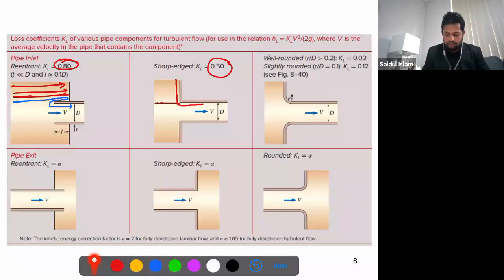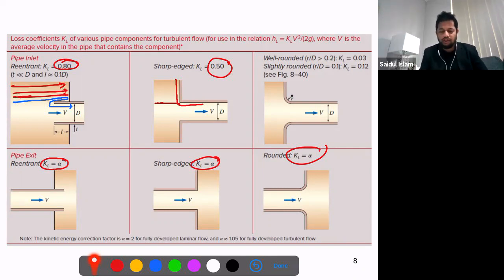You look here, in all these cases, the loss coefficient is equal to the kinetic energy correction factor. This is also the same. This is also the same. The same arrangement for these three. For these different arrangements we had different loss coefficients, but when we're talking about the pipe exit, it is not affecting the results. Can anyone actually explain why?